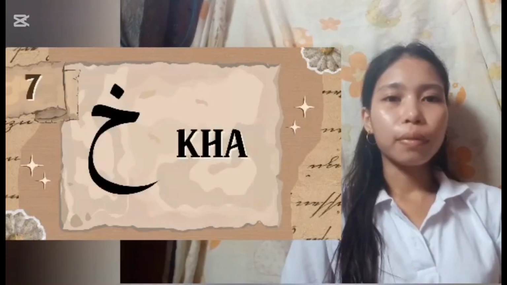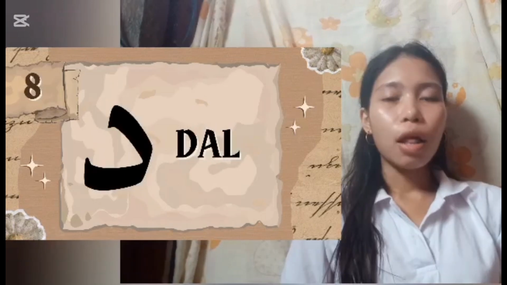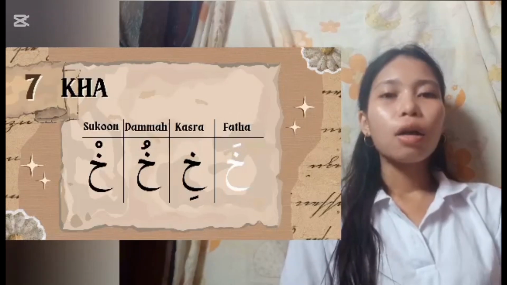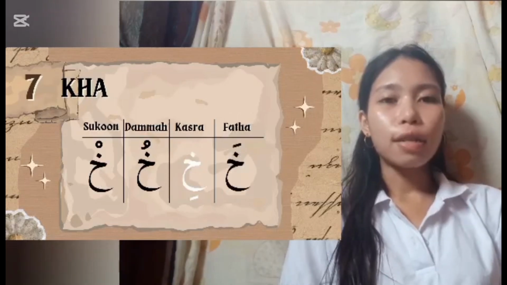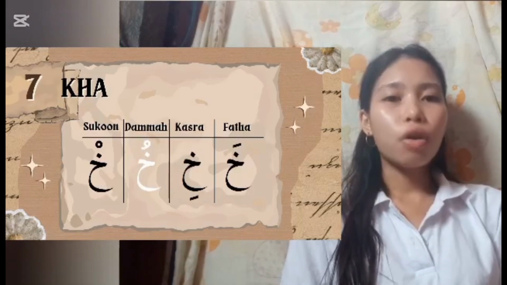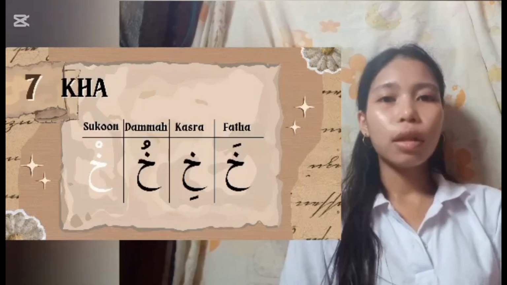Ka, Dal, Dal. Next, let's see how these letters behave with diacritical marks. Let's start with Ka. In fatha, Ka, kasra, ki, dhamma, ku, sukun, ku.